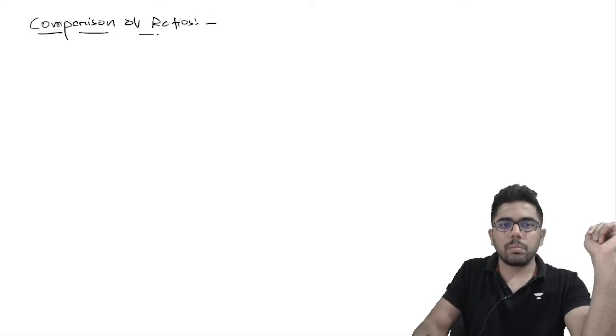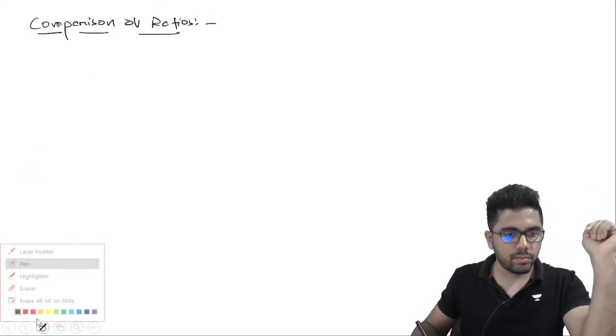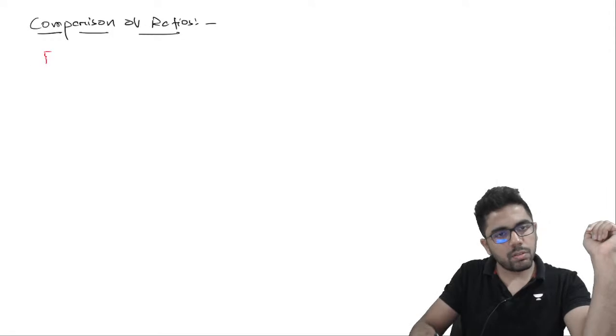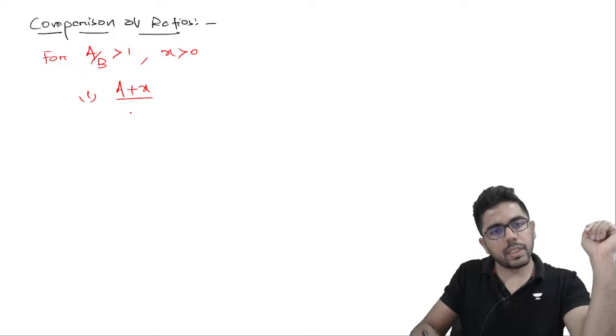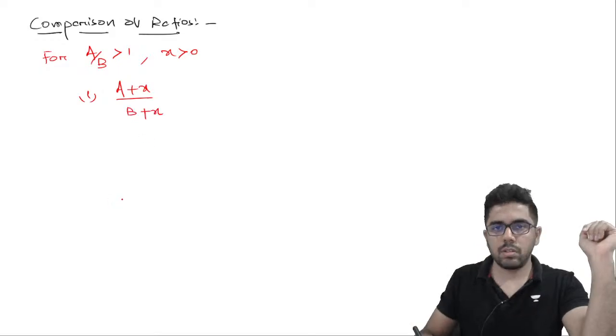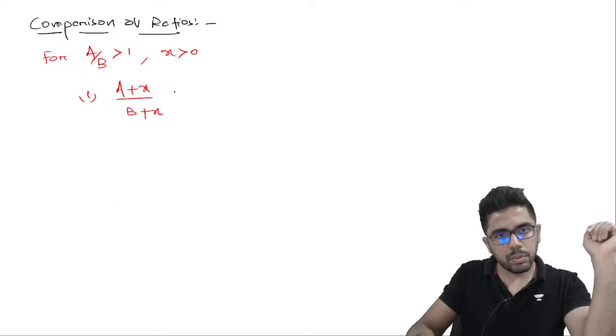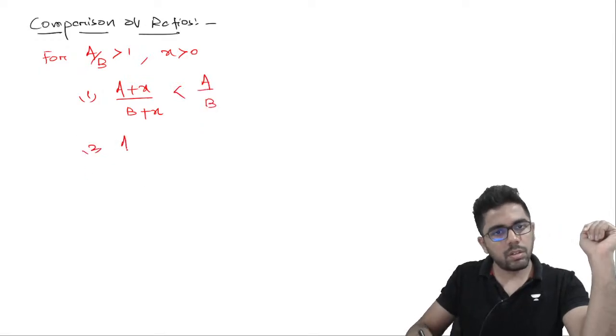Let us look at the comparison of ratios in another way. Let us say I am taking a ratio a by b greater than 1 and x greater than 0. I can write a plus x by b plus x. Okay, a plus x by b plus x will be less than a by b. And a minus x by b minus x would be greater than a by b.